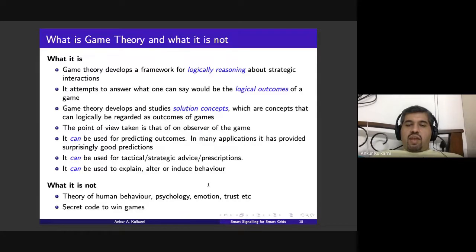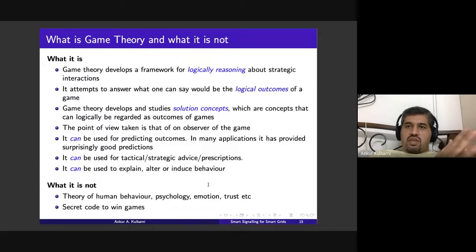So the way game theory does this is that it develops and studies what are called solution concepts. So these are concepts which can be logically regarded as the outcomes of the game. So game theory provides you with a number of solution concepts using which you can solve the game. And game theory takes the point of view of the observer of the game. It does not take the point of view of a player of the game.